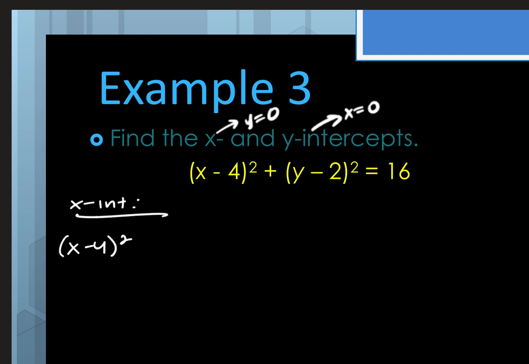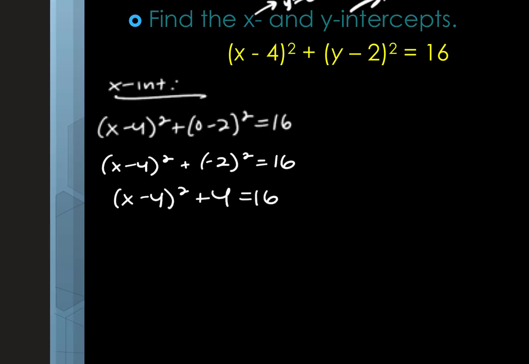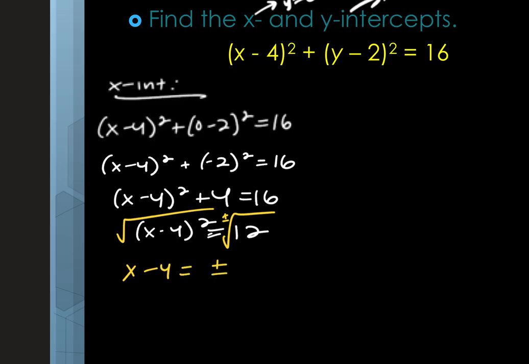X minus 4 squared plus 0 minus 2 squared equals 16. X minus 4 squared plus negative 2 squared equals 16. X minus 4 squared plus 4 equals 16. X minus 4 squared would equal 12. And then when I go to square root it, what do you got to remember to do? Plus and minus. So I get x minus 4 equals plus and minus the square root of 12, which becomes 2 root 3. And then I would add the 4.